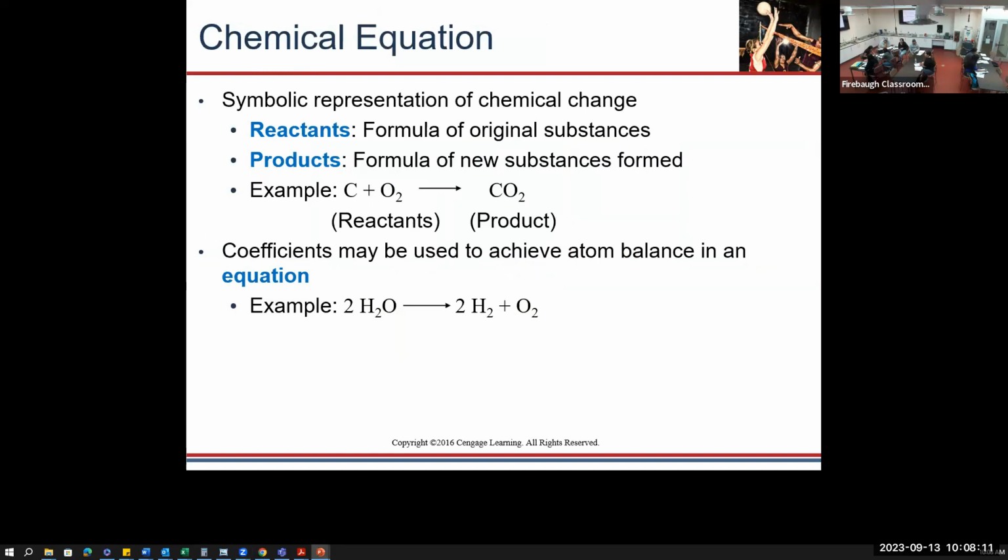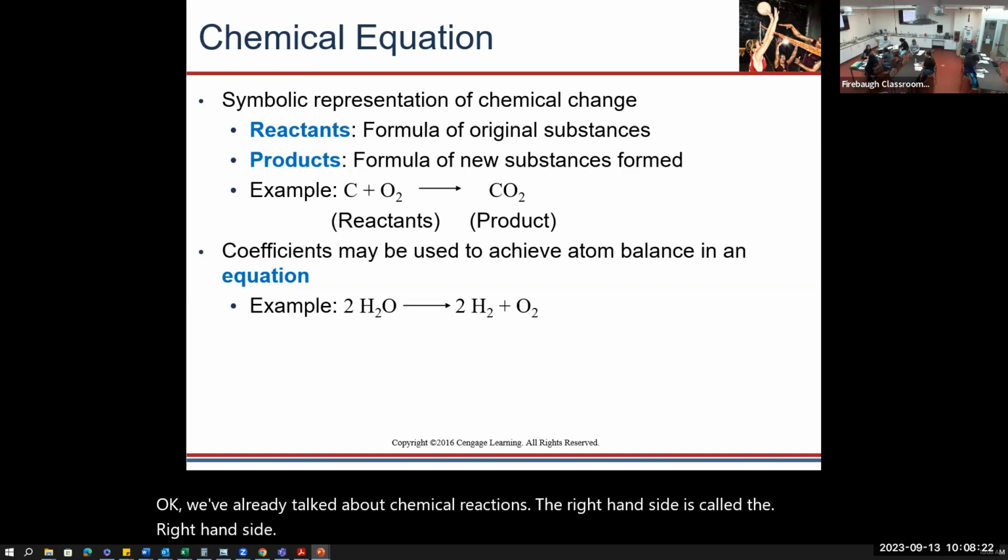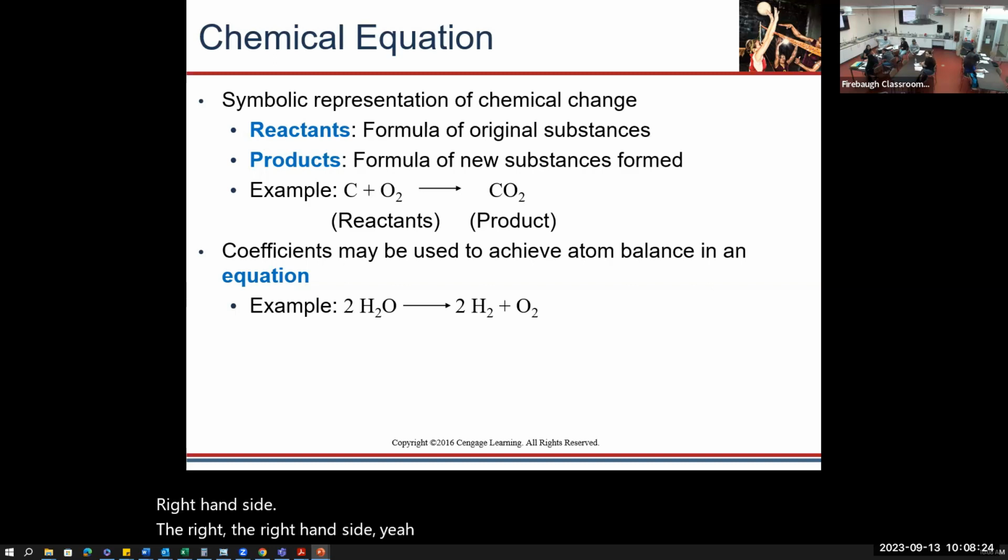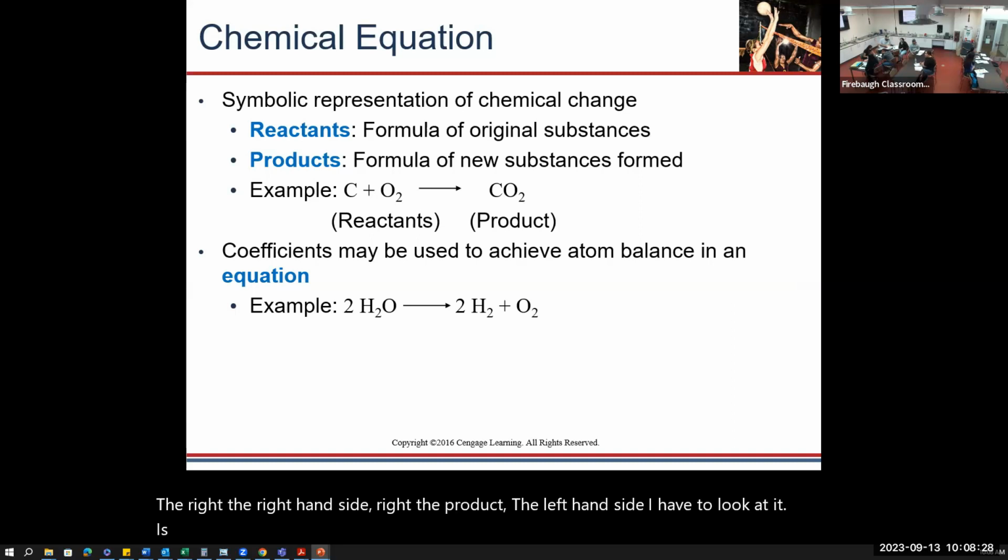Okay, we've already talked about chemical reactions. The right-hand side is called the product. The left-hand side is called the reactant. Okay.